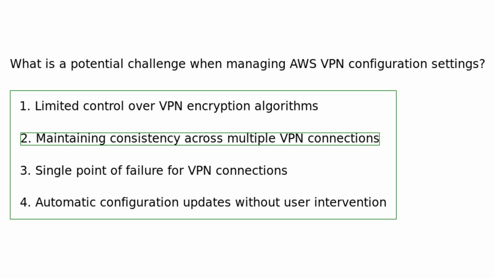A potential challenge when managing AWS VPN configuration settings is maintaining consistency across multiple VPN connections, ensuring all settings are aligned to maintain security and performance.